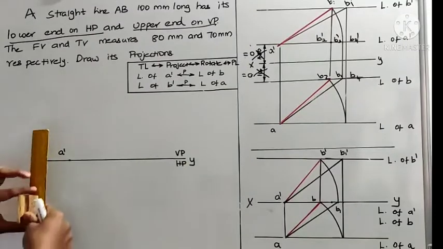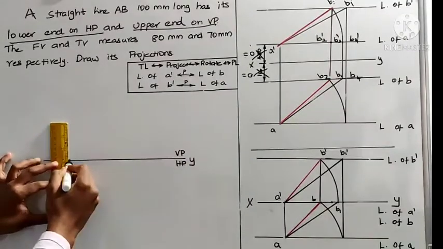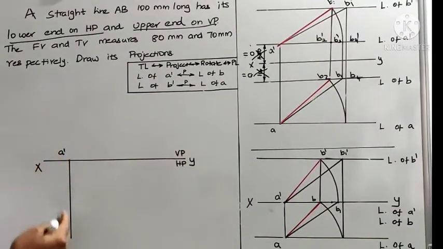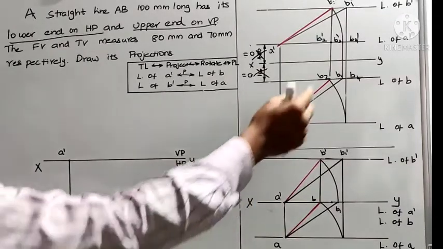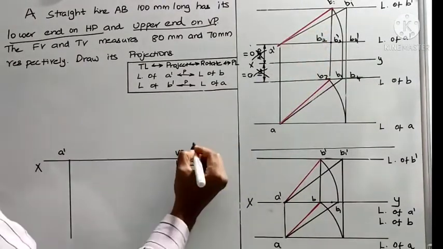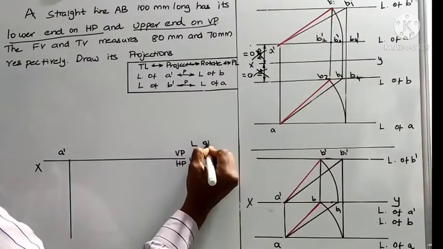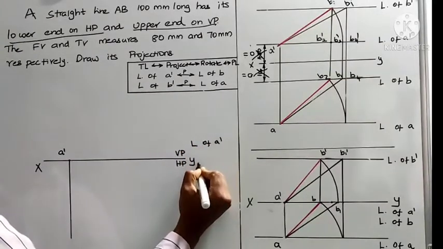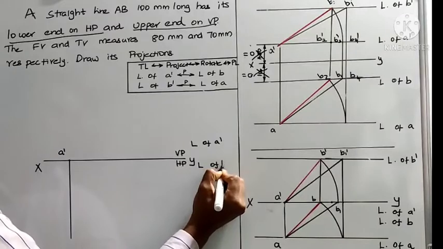So what I'm going to do is, from here I'm going to extend a line something like this. Because we don't know the position, but we know A will be somewhere on this line. Next, we already know, right? This gets merged. So this will be my locus of A dash and locus of B.